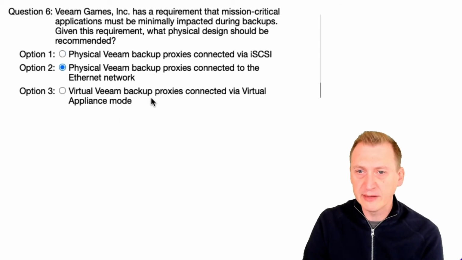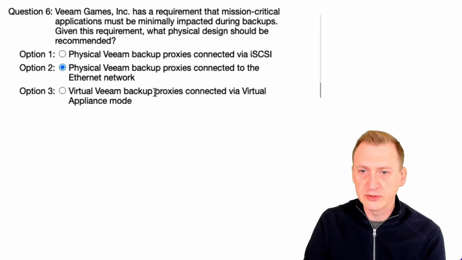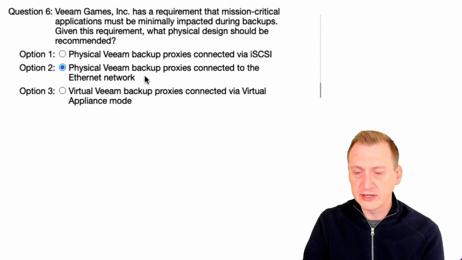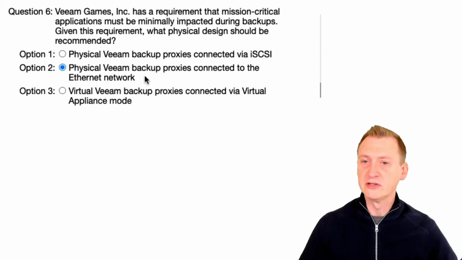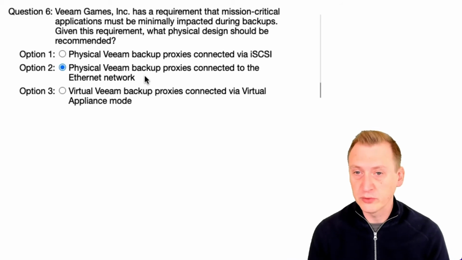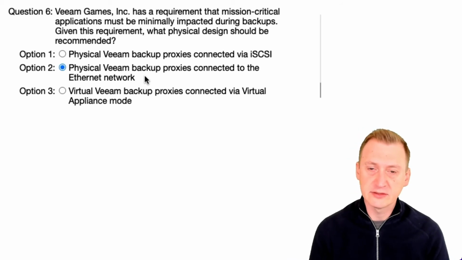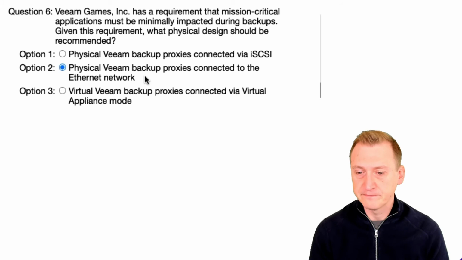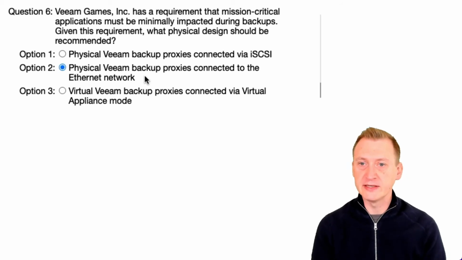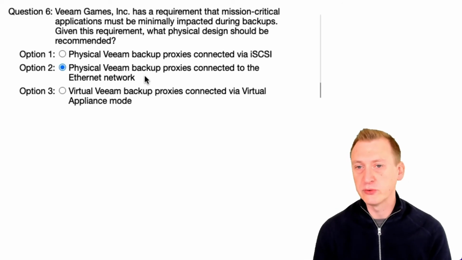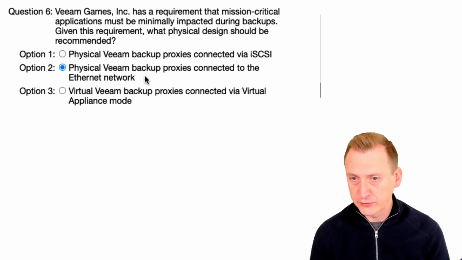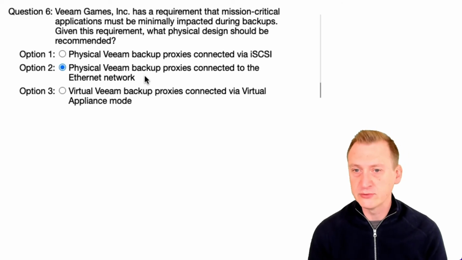So I think I'm going to go with the recommendation here that we use physical connected to the Ethernet network so that they can talk to the NFS storage so that we could go ahead and use the direct NFS transport mode. I think that's going to be the most efficient. It's always what I would recommend when we're doing NFS backups. Even if it was a virtual machine, I would recommend using that.